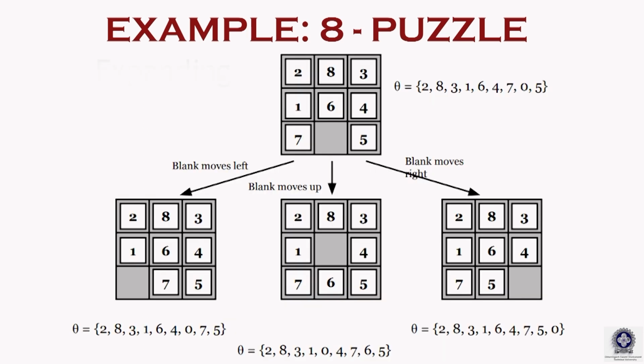In this figure we have different arrangements. If we go with the left move, what will be the result, and if we go with the down arrow, then what will be the tiles, and if we go with the right move, then what will be the arrangement of your initial state or the current state.